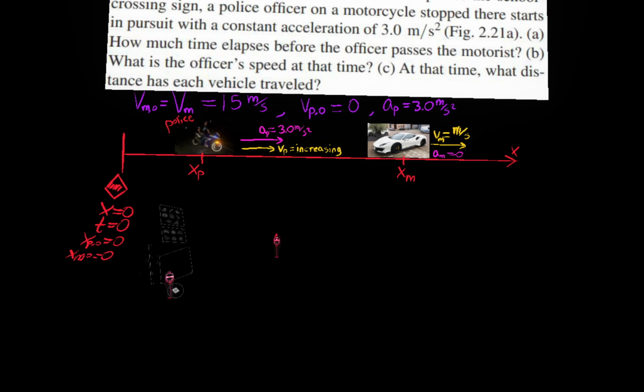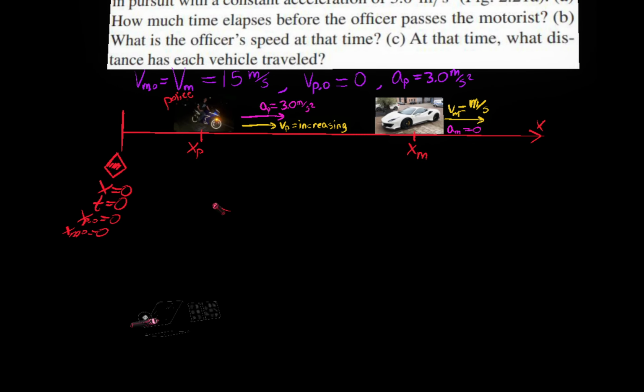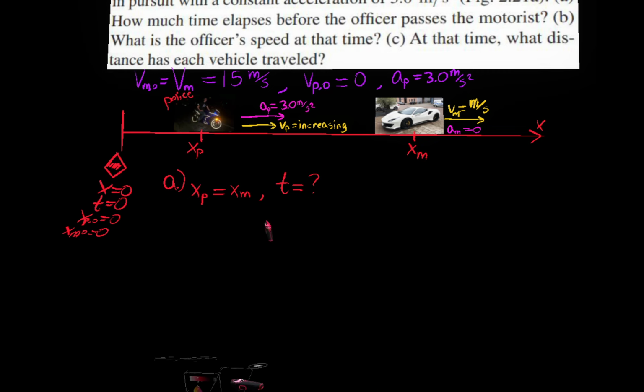So that means that what we are solving for is the moment that xp, the position of the policeman, equals xm, the position of the motorist. That's the moment that we're analyzing. xp equals xm. And part A is asking, given that, what's the time that has elapsed? What is t when that condition is met? So this is our condition, and here's the variable we're trying to solve for.